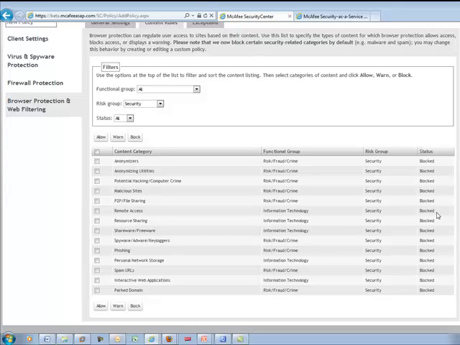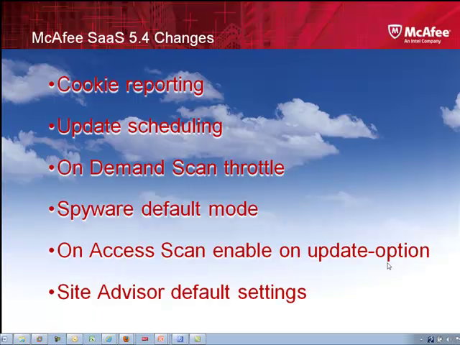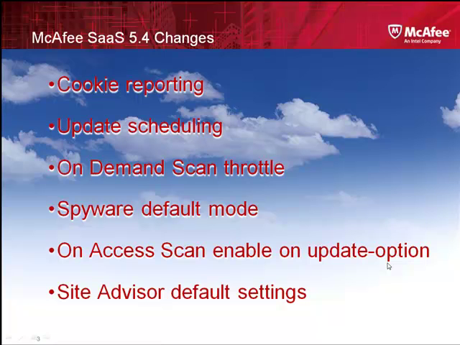You can override the default, of course. For example, maybe in personal network storage, you'd like to put that into a warn mode. You can simply override it and then save the new policy and assign it appropriately. These are the 6 main areas for the SaaS 5.4 feature changes. We hope you find them helpful in the areas of reporting, performance, and detection.